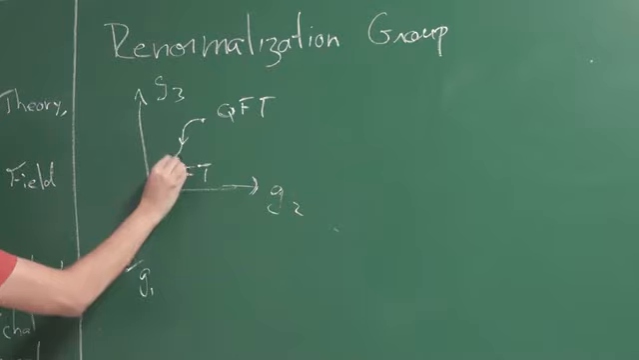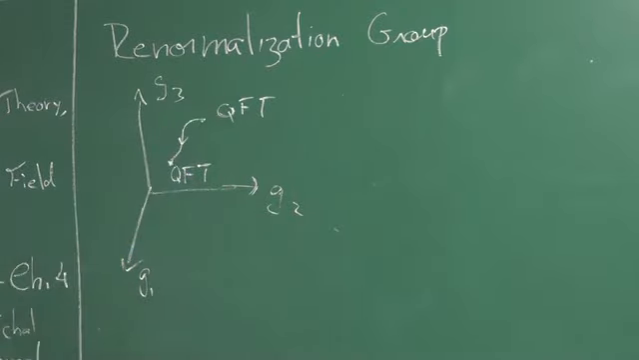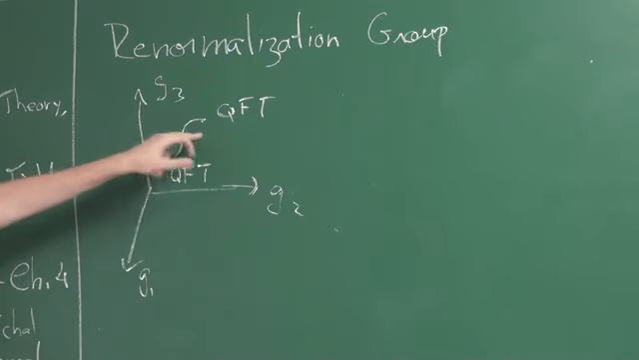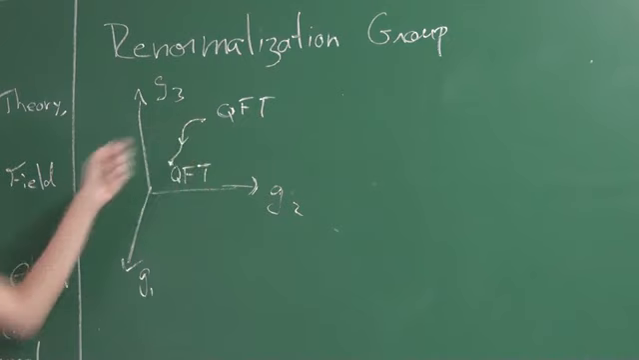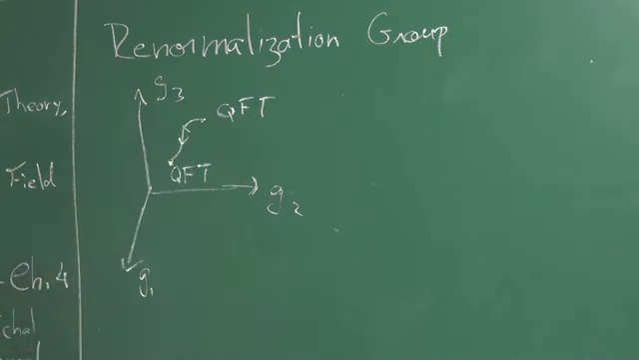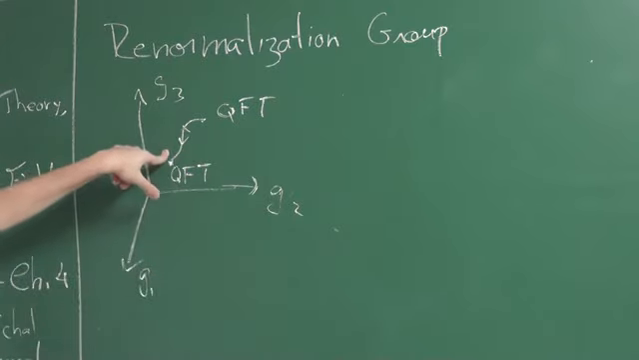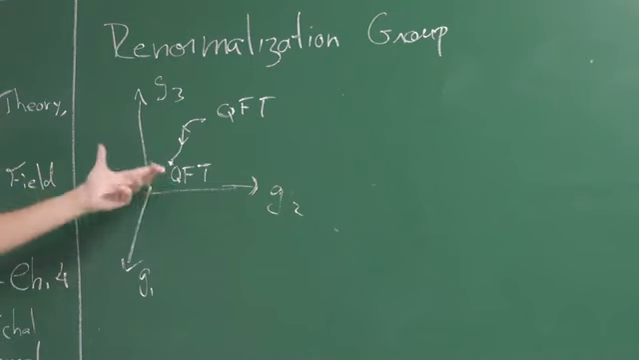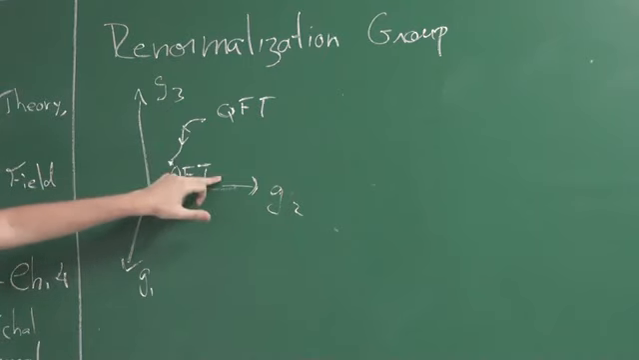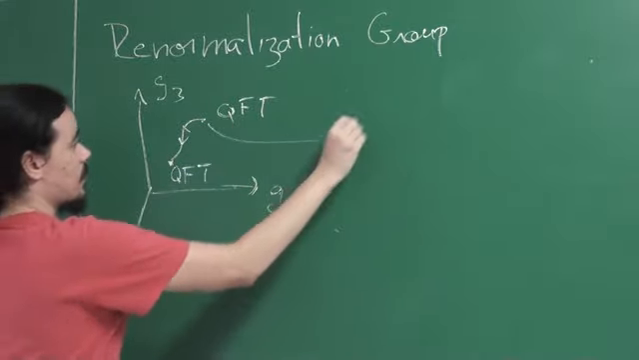There are some special points in this theory space that we call fixed points. When you start from any quantum field theory, say here, and you follow the flow, computing the beta functions and so on, you will eventually hit, supposedly, fixed points.